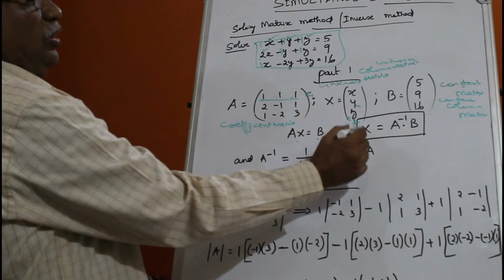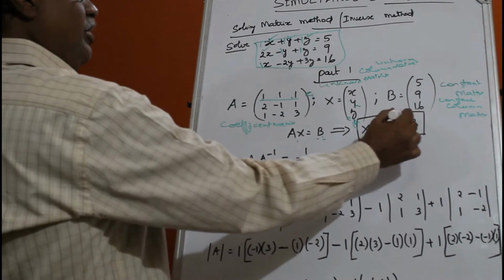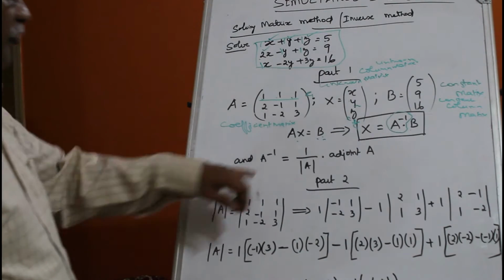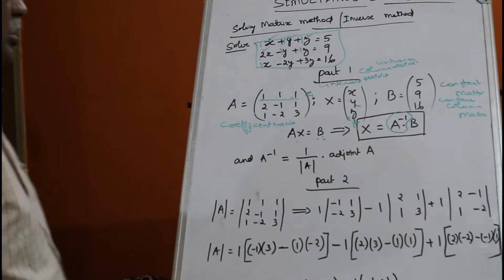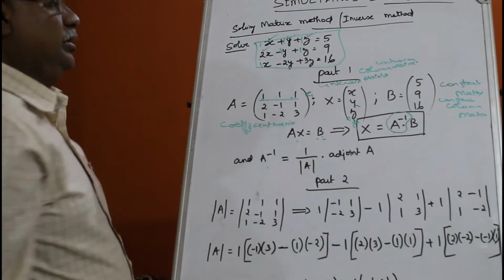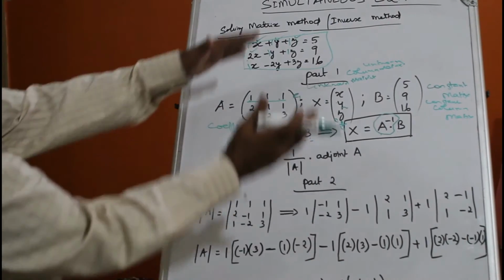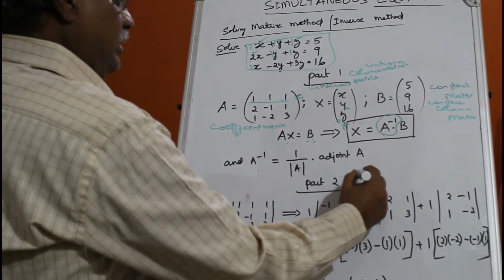We want to find the unknown x. Take the A across, it becomes A inverse B. So the first step is finding A inverse. This only is a lengthy process. The formula for A inverse is 1 by determinant A into adjoint A. This is called part 1. Sometimes we call this part 0 also, meaning it's the basic. Write this.